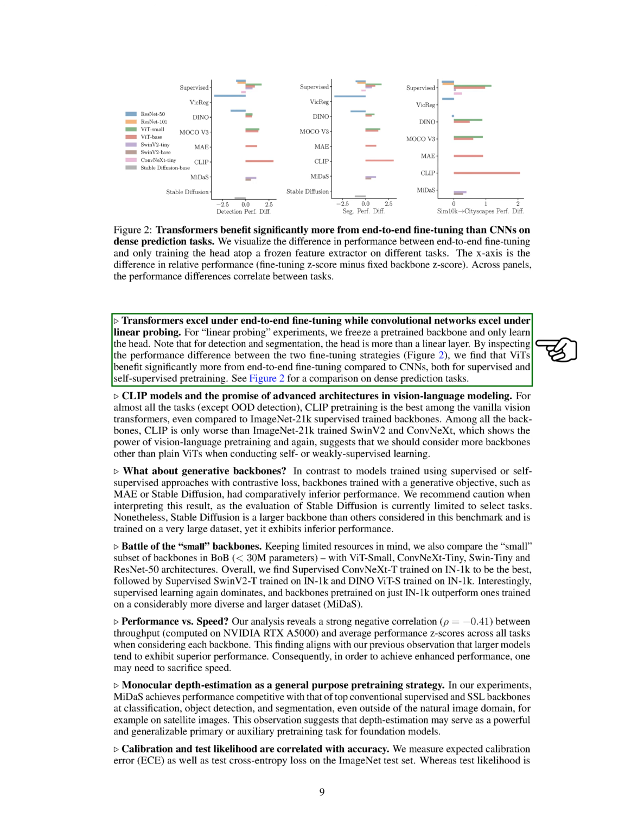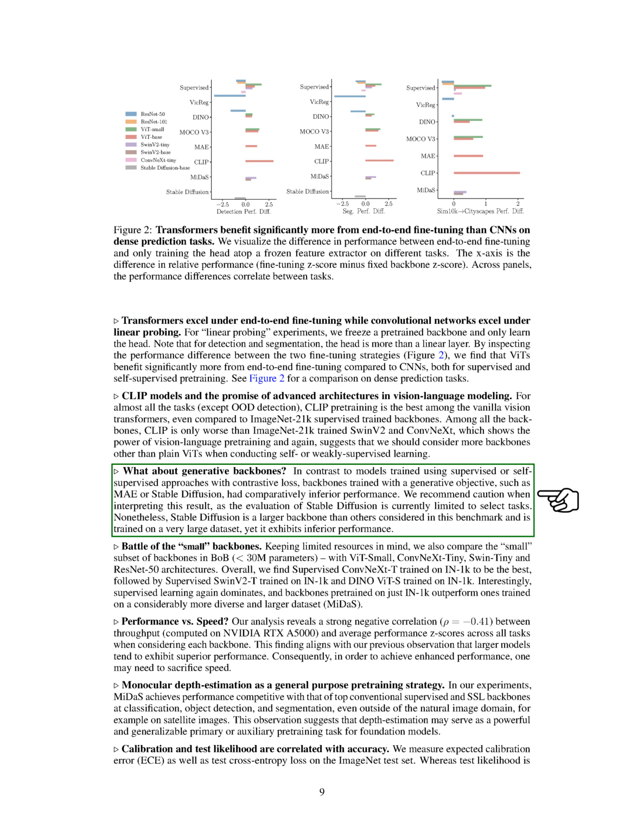In terms of vision language modeling, CLIP pre-training performed the best among the basic vision transformers, even compared to models trained with supervised learning on ImageNet 21K. This suggests that we should consider more advanced architectures when conducting self- or weakly supervised learning. In contrast, models trained with a generative objective, such as MAE or Stable Diffusion, performed worse. However, we recommend caution when interpreting this result, as the evaluation of Stable Diffusion is currently limited to select tasks.